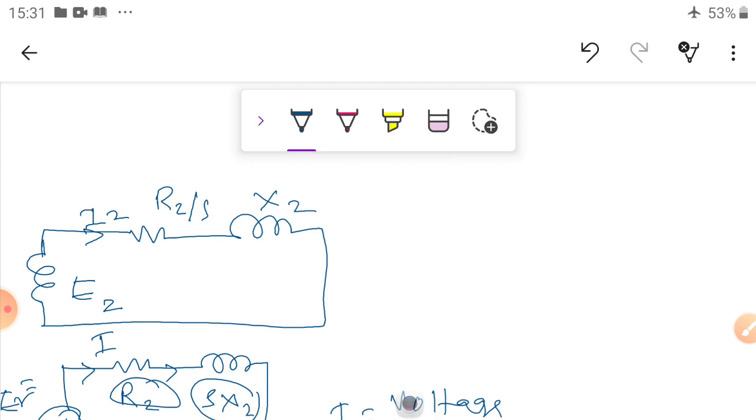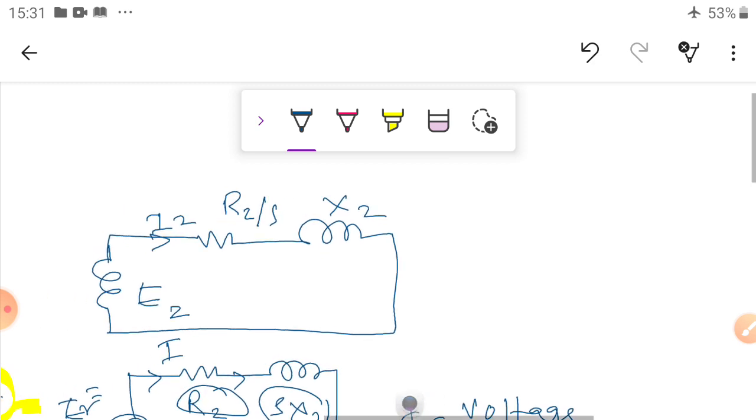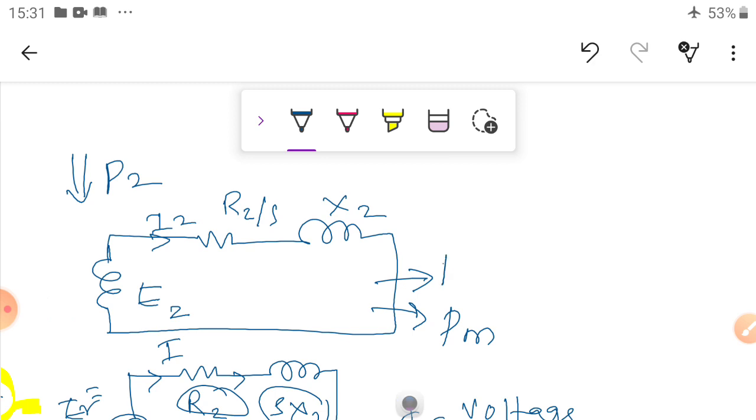We know that in the rotor, the input power is P2, and the rotor takes the P2 and gives two powers. One is the PM, another is the P copper. That is the electrical energy as well as the mechanical energy in the rotor. So here is the total electrical energy, there is no mechanical equivalent value. That's why I want to convert this circuit into the mechanical equivalent of the electrical circuit.